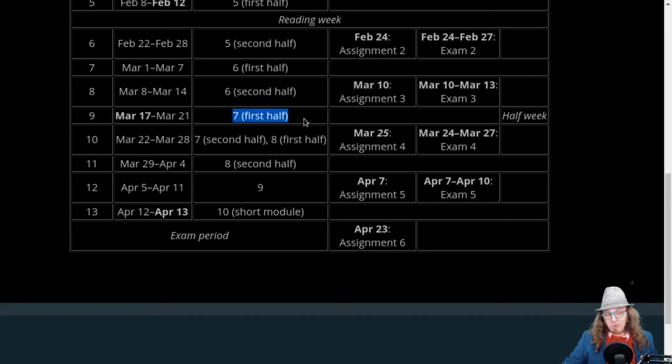Now, the reason why it's important which half is which is the same as ever. Exam 4 is going to cover the second half of Module 6 and the first half of Module 7. This division is getting a little bit annoying. It's kind of the best I could do with all of these weird breaks.